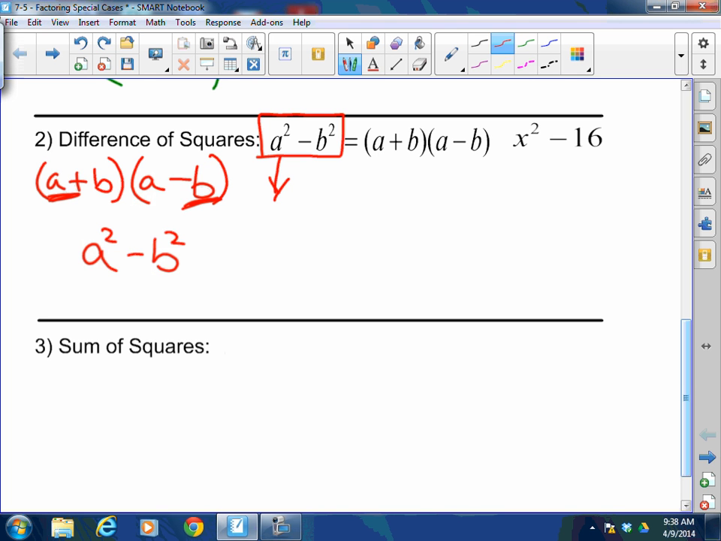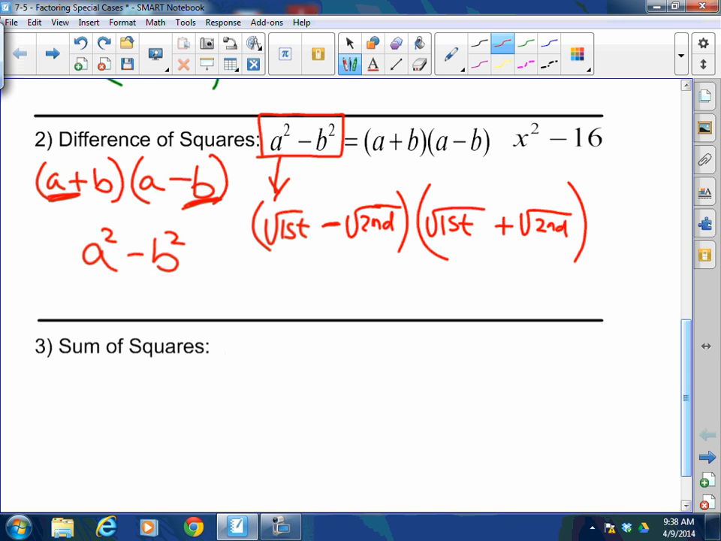it's the square root of the first term, minus the square root of the second term, times the square root of the first term plus the square root of the second term. That's how you factor this. It's that easy. For example, x squared minus 16. What is the square root of the first term plus the square root of the second term times the square root of the first term minus the square root of the second term? Done.